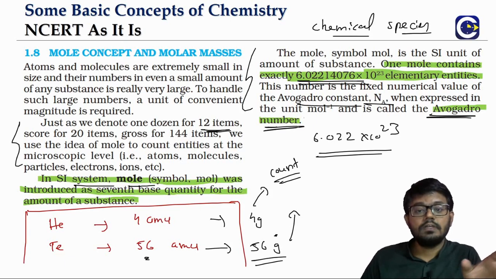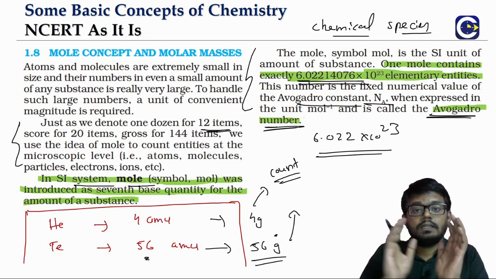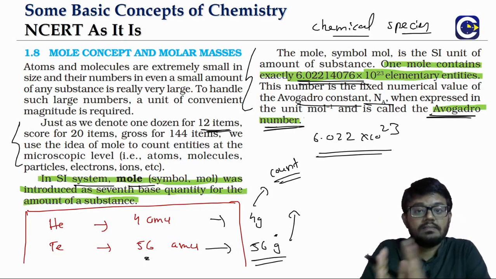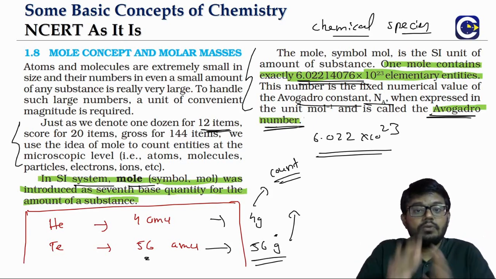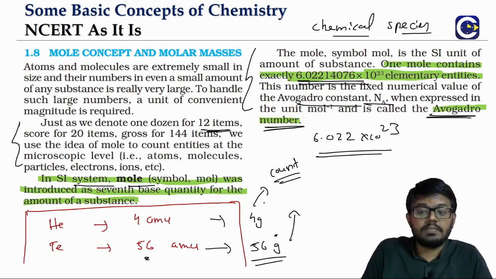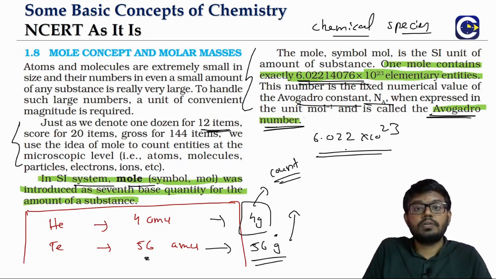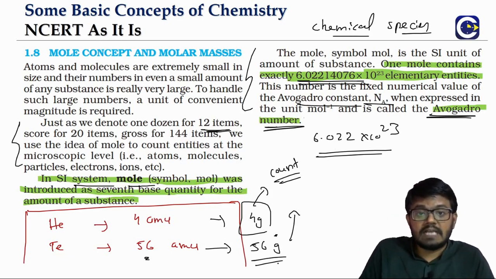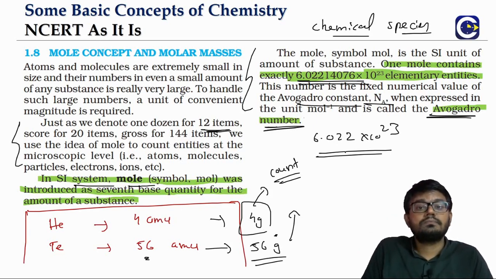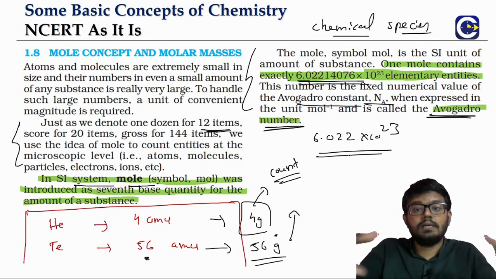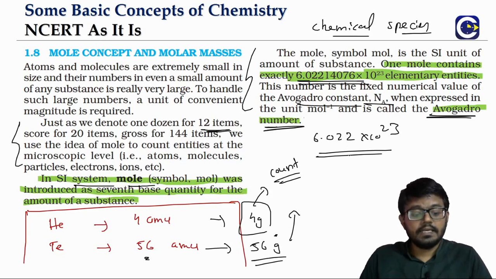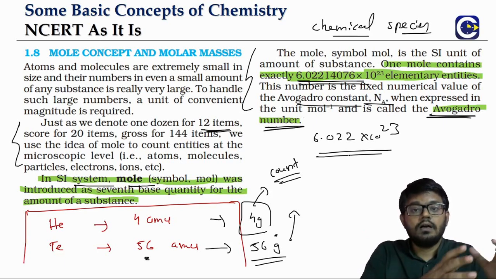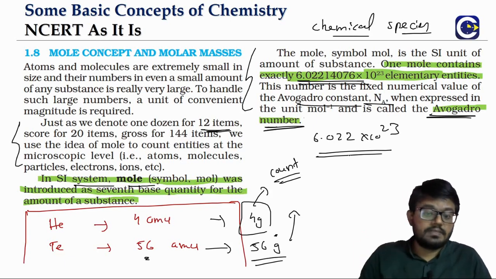So when you have the mass, which is the same numerical value but the unit is in terms of grams, if you take that much amount of helium, it will contain how many helium atoms? 6.022 × 10^23. If you take 56 grams of iron, what would it contain? The same number.